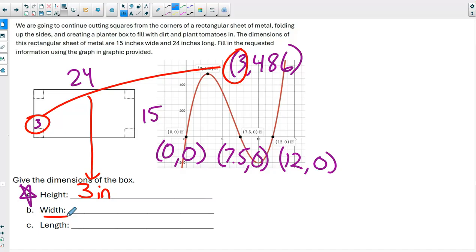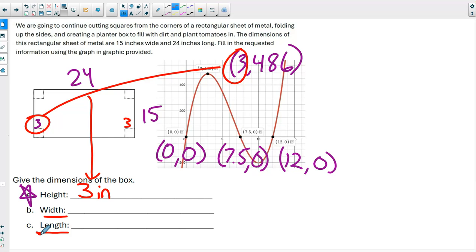If this is 3, and this is 3, what's the width? I will take 9 for the length. Okay? Oh, nope, for the width. Yep, you're right. My bad. Yeah, so 9.